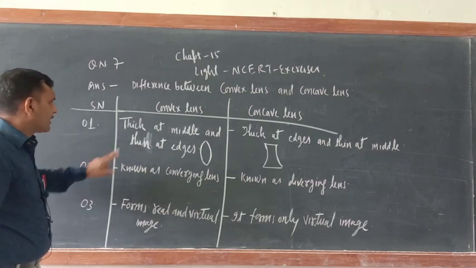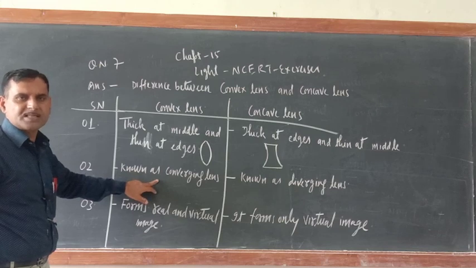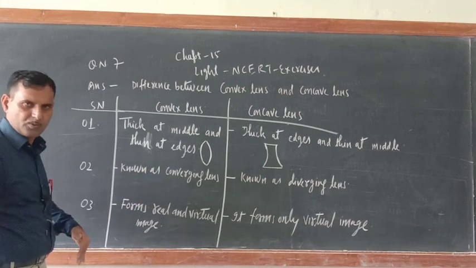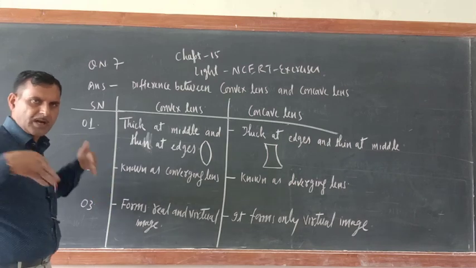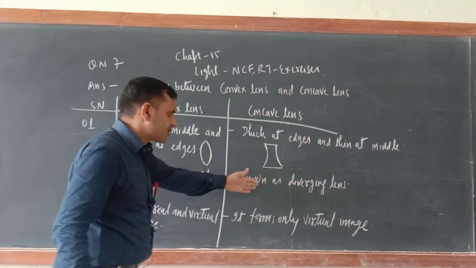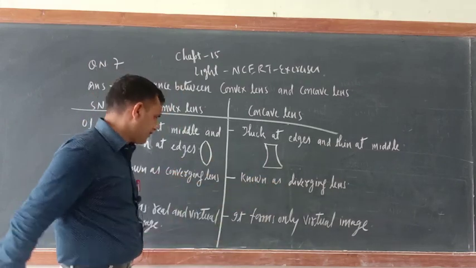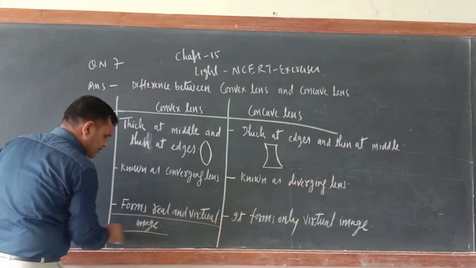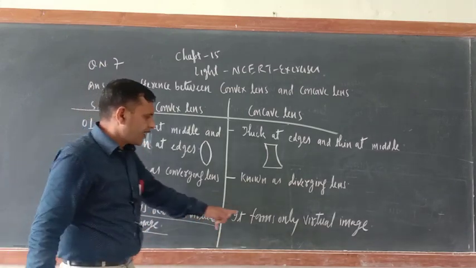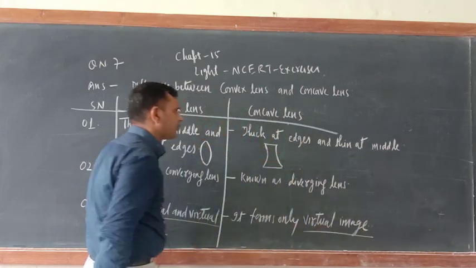Second one is, this one is known as converging lens because whenever light passes through it, it converges the light. They are made of transparent glass or plastic, so light can pass through them. And this is known as diverging lens because it diverges the light passing through. Convex lens forms real and virtual image. Concave lens forms only virtual image.